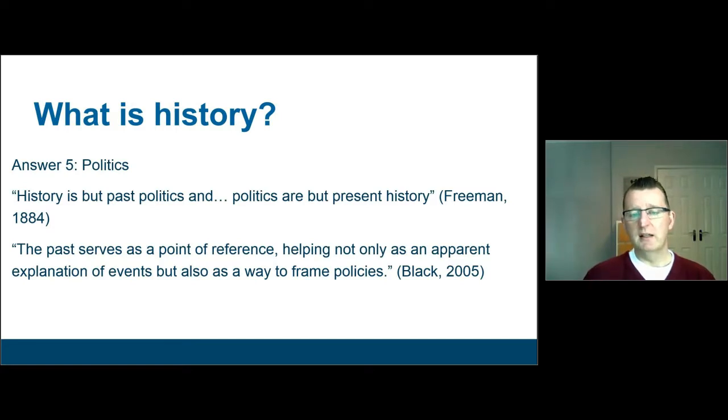So really, everything we read about in history books is the stuff of politics. Politics is just the current stuff that's going on in society, and in the future our current politics will be written as a form of history. And Black more recently talked about the past serving as a point of reference, helping not only as an apparent explanation of events but also as a way to frame policies.